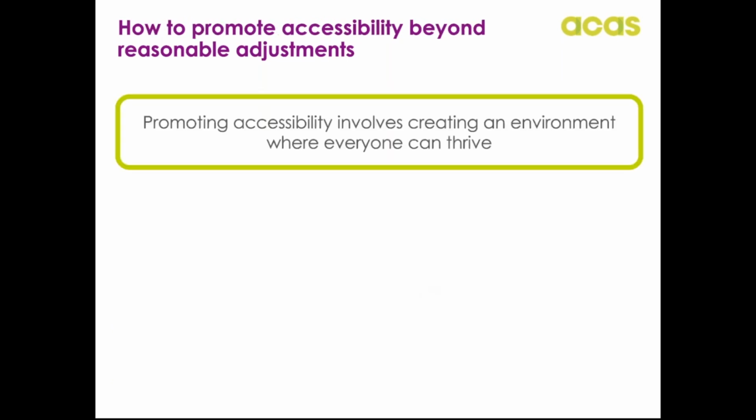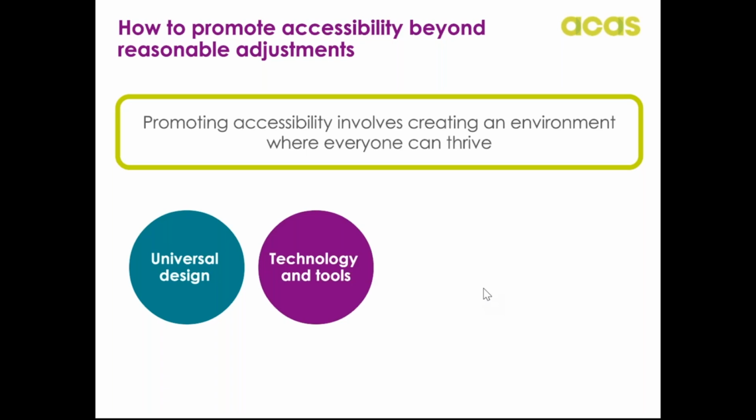So promoting accessibility involves creating an environment where everyone can thrive. But how can this be done? Implement universal design principles in the workplace to ensure spaces, tools and systems are usable by all people, regardless of their abilities. Examples include adjustable desks, wide doorways and natural light. Provide accessible technology and software such as screen readers and ensure that all digital content, including websites and intranets, meets accessibility standards and provide information in plain English to ensure it is understood by all.